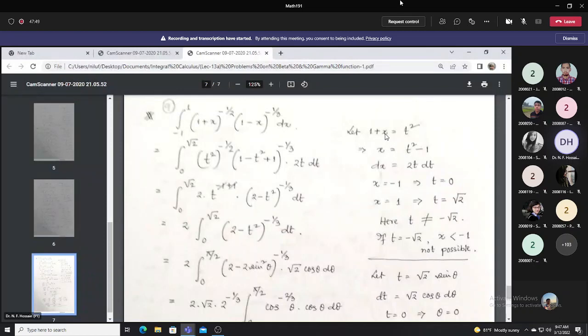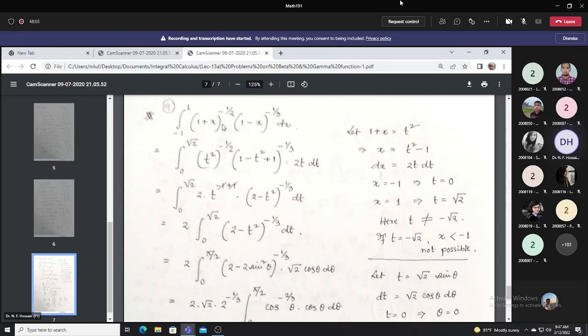When x equals plus 1, t square equals 2. So t should be root over 2. And when x equals minus 1, t should be 0. Okay, so your limit should be 0 to root 2.